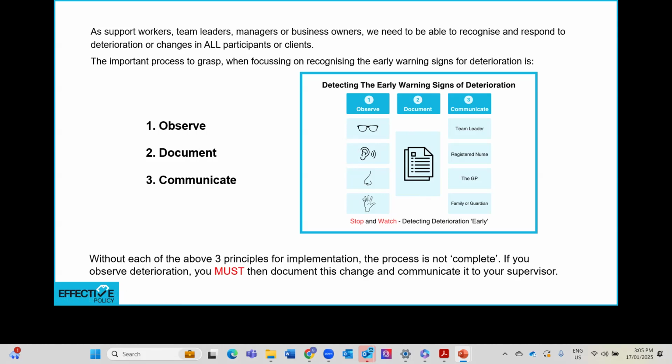I've already said this. Without each of the 3 principles for implementation, this process isn't complete. If you observe deterioration, you must then document this change and communicate it to somebody. And it should be a supervisor, okay?